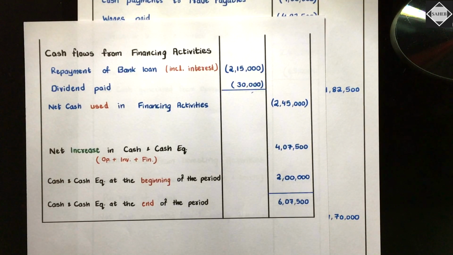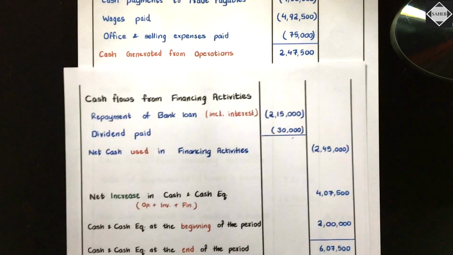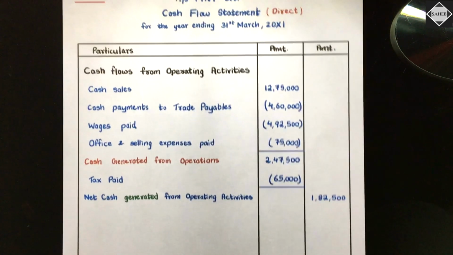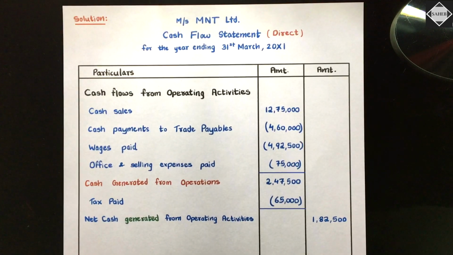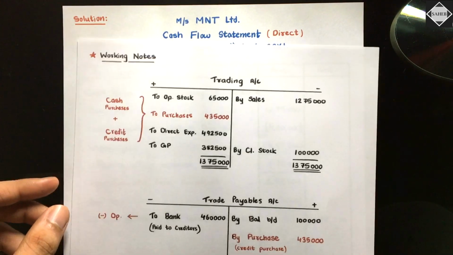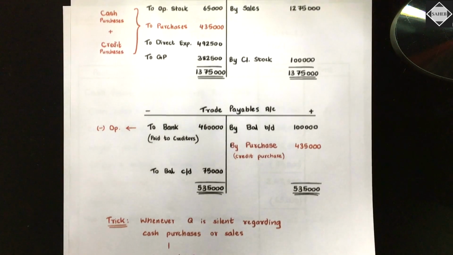You all know how to do this, isn't it? Yes. So see here, financing activities, cash and cash equivalents, investing activities, and then you have operating activities. Fine. You understood, right? The ledger account we did just to understand the logic that there are no cash purchases.